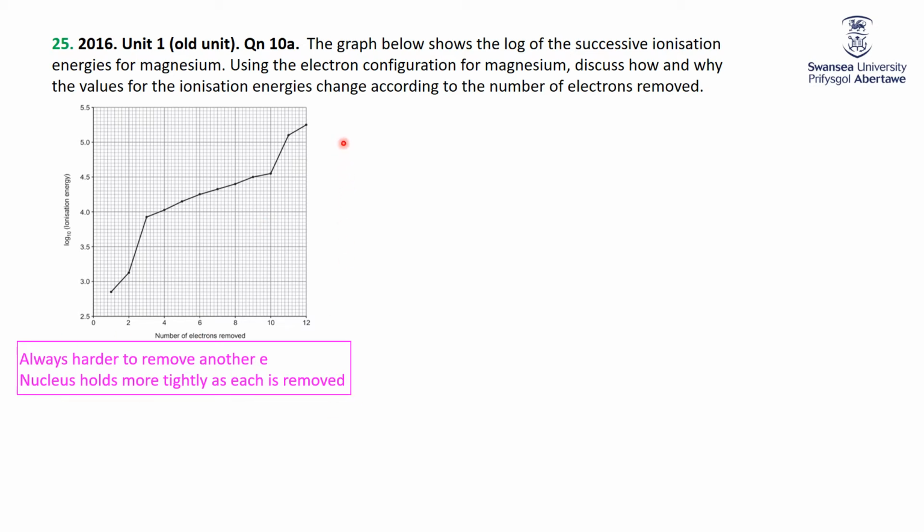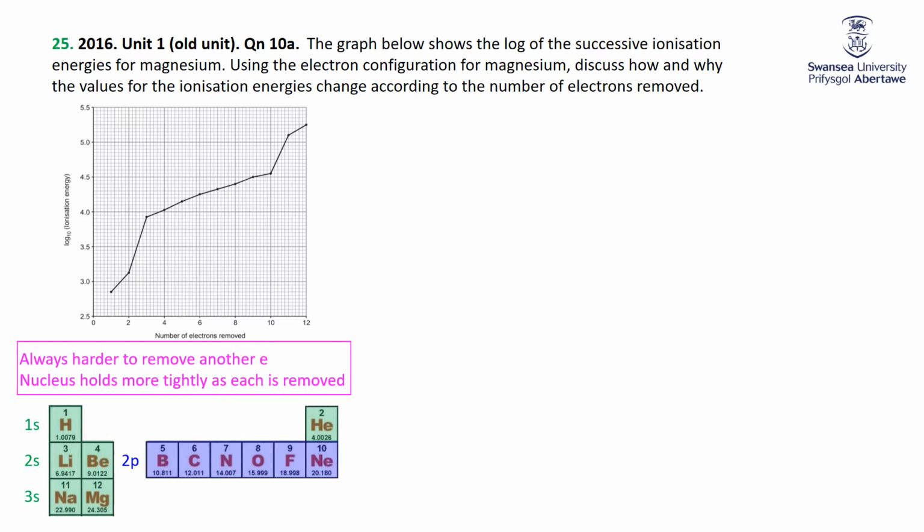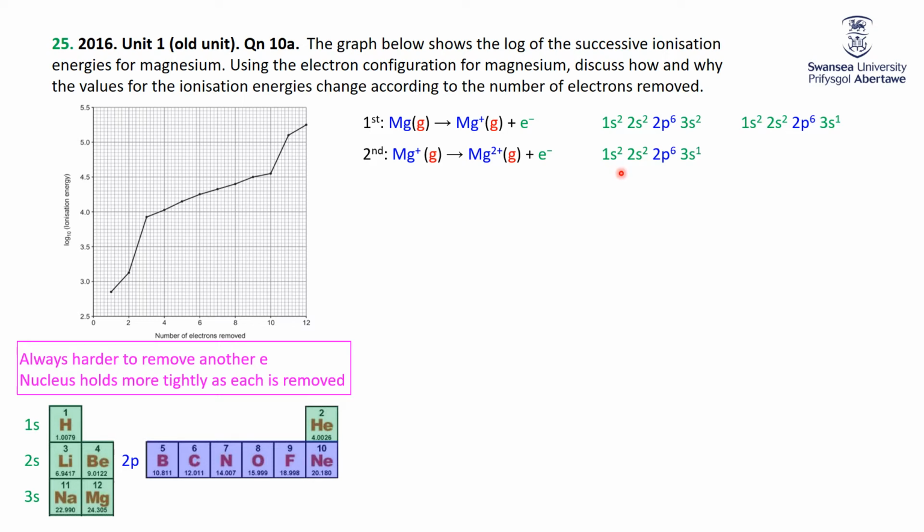But now let's think about some particular bits of this trend for magnesium. Here's our bit of the periodic table. So we start off with magnesium itself, 1s2, 2s2, 2p6, 3s2. So we'll remove the first electron, so that takes us to 1s2, 2s2, 2p6, 3s1. No big deal there, that's the energy needed. Removing the second electron, 1s2, 2s2, 2p6, 3s1 goes to 1s2, 2s2, 2p6.